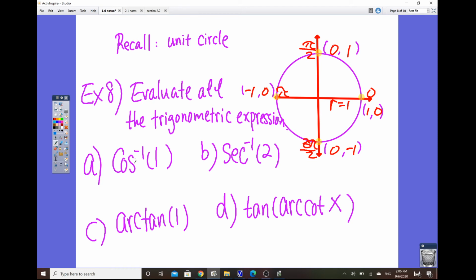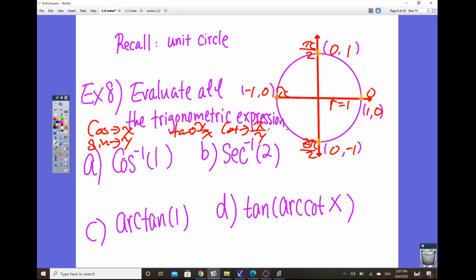Anytime that I deal with cosine, that means it's considered the corresponding x value. So cosine is always considered the corresponding x value. And then for sine, it's always considered the corresponding y value. And what about for tangent? Tangent is just the ratio of y over x. And then cotangent is the corresponding value of x over y.